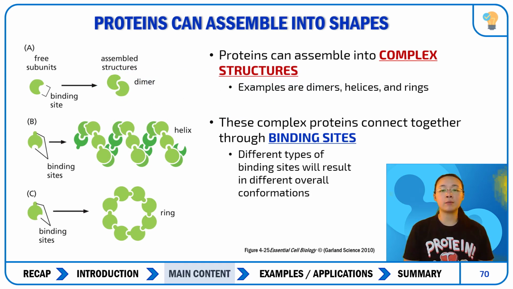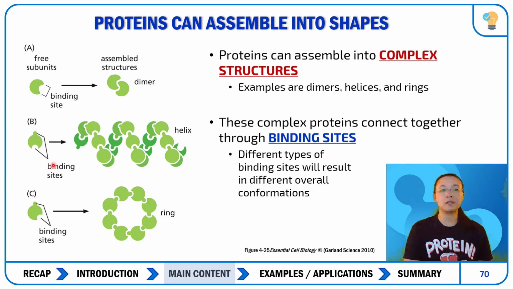First, proteins can assemble into different sorts of shapes, like dimers, helices, and rings. When these complex proteins connect through binding sites, different conformations are possible depending on the shapes of these binding sites. So, looking at this example here, we present 3 different types of binding sites. There's this one with just a little concaved area here, and when 2 of them stick together, it forms a dimer. And they're pretty limited in the types of structures they can form because of the shapes they're in.